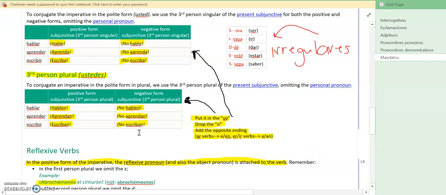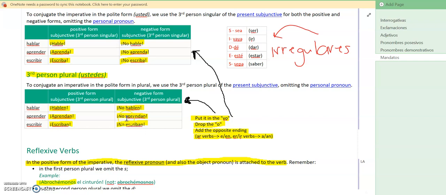What happens with irregular yo verbs? You have to be careful with verbs like tengo, traigo, conozco, vengo. Anything that has a go in the yo, when you put it in the yo, is going to be tengo. If you drop the o, you're still going to have that teng. So you have to be careful. Anything that's irregular in the yo is going to stay irregular.